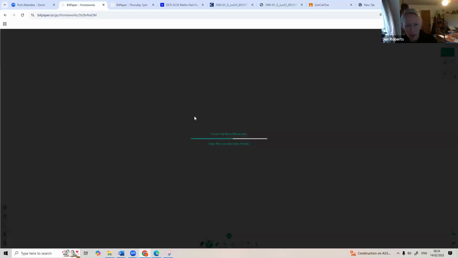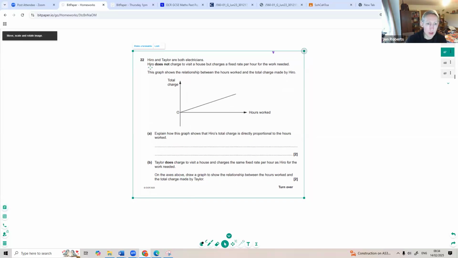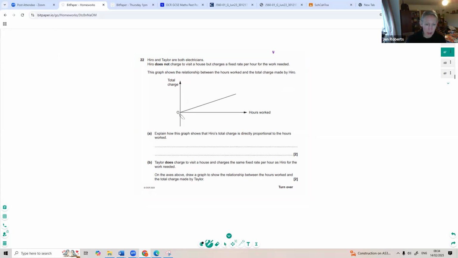Right, so Hero and Taylor are both electricians. Hero does not charge to visit a house, but charges a fixed rate per hour of the work. The graph shows the relationship between hours worked and the total charge made by Hero. Explain how this graph shows that Hero's total charge is directly proportional to the hours. Well, first of all, it goes through 0, 0.